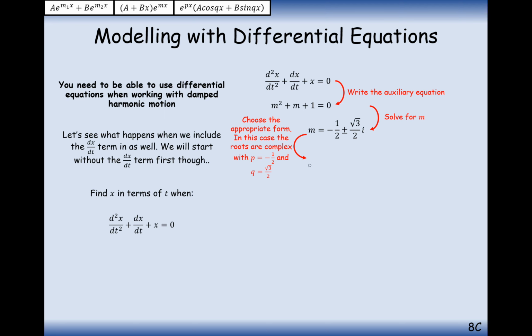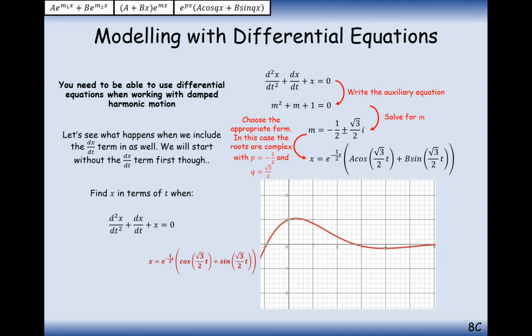Now we have to choose the appropriate form for our answer to go in, so it would be the complex form up here, where p is going to be minus a half, and q is going to be plus or minus root 3 over 2. Okay, and it's going to look like this one this time. So let's have a look at what we've got here and why it might look like this one.